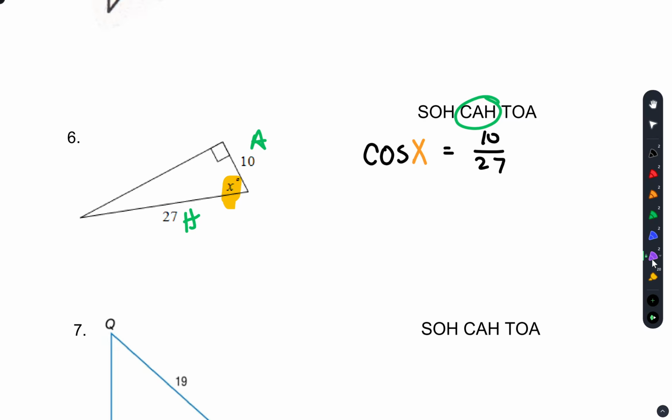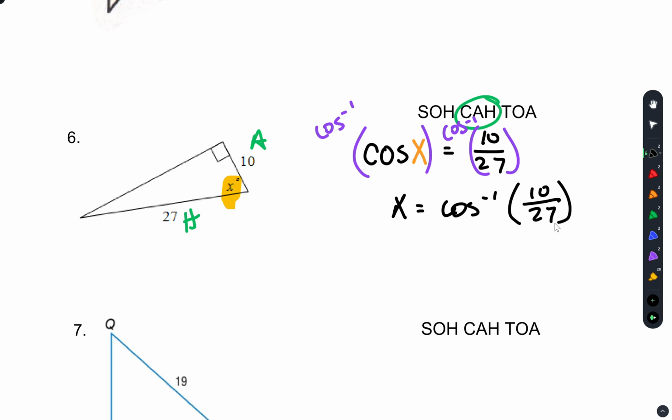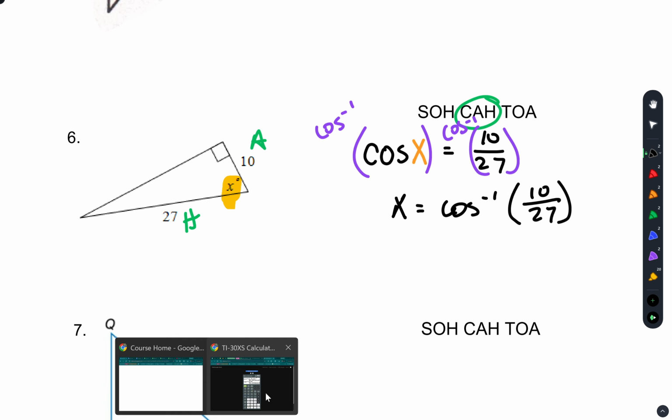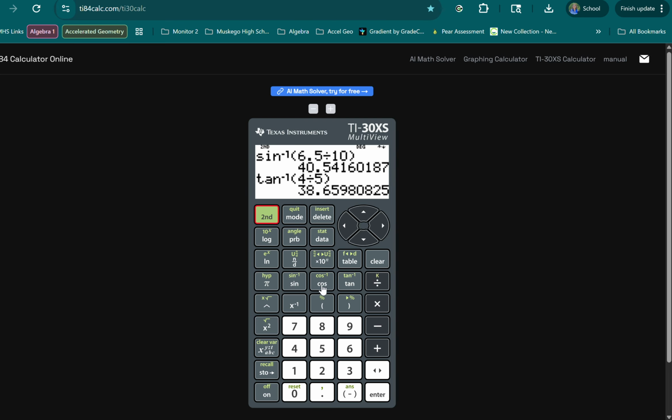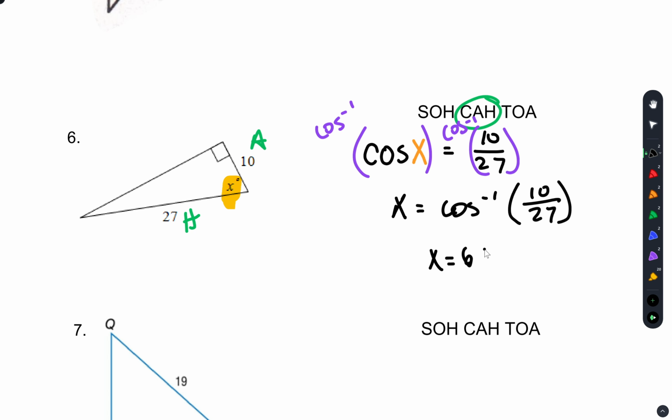To get rid of cosine, I need to do cosine inverse of both sides, which leaves me with x equals cosine inverse 10 over 27. Plug it into my calculator. 68.3 degrees is what I got. Any questions on that?